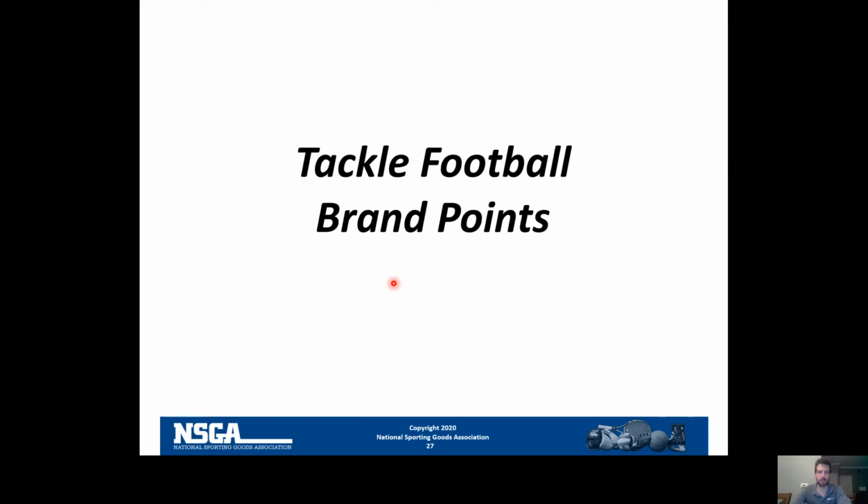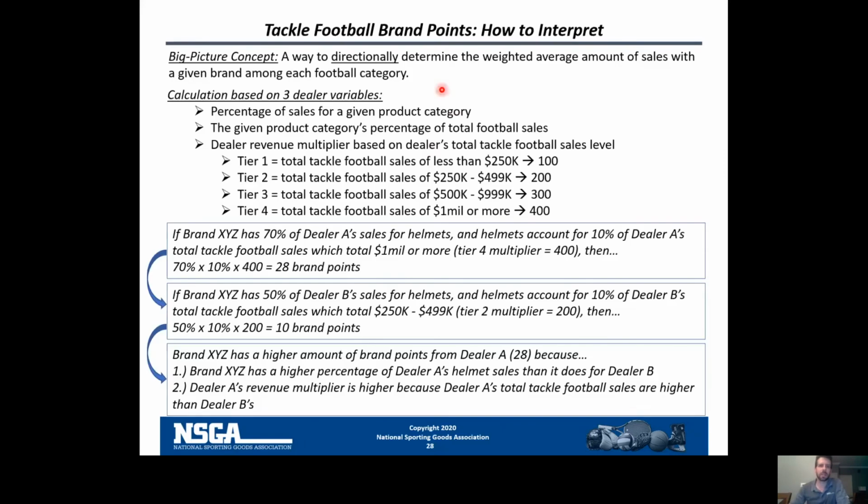So what exactly are brand points? Well, think of them as a way to directionally determine the weighted average amount of sales with a given brand among each football category. Again, it's the weighted average amount of sales for a given brand for a specific football category. Now this calculation is going to have three variables that come into play.